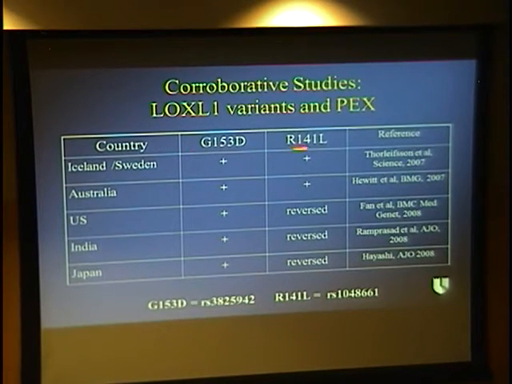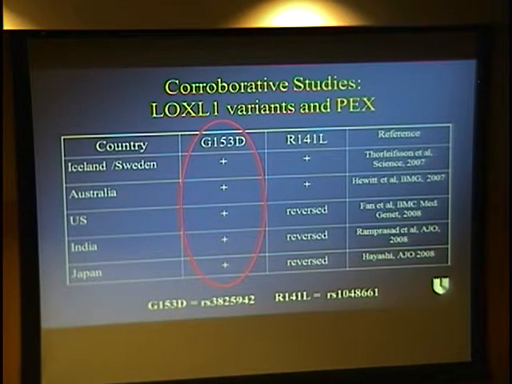Most people just typed the two protein-altering SNPs and found that, wow, with this one, the amino acid that was the risk amino acid in the population was the same as the Icelandic group, but then you looked at these populations and it was reversed with this particular variant. But this variant, they were all the same. So maybe that's the protein variant that causes a change in the protein and causes exfoliation.